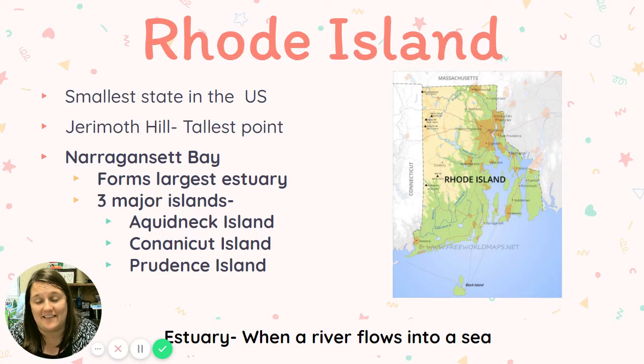Next, we have the smallest state in the U.S., Rhode Island. Jerimoth Hill is the tallest point in Rhode Island. Then we also have Narragansett Bay, which forms the largest estuary. An estuary is when a river flows into the sea. So you can see these rivers kind of coming down, and they flow into the sea right here in the bay. There's 3 major islands right here off of Rhode Island. There's Aquidneck, Conanicut, and Prudence Island.